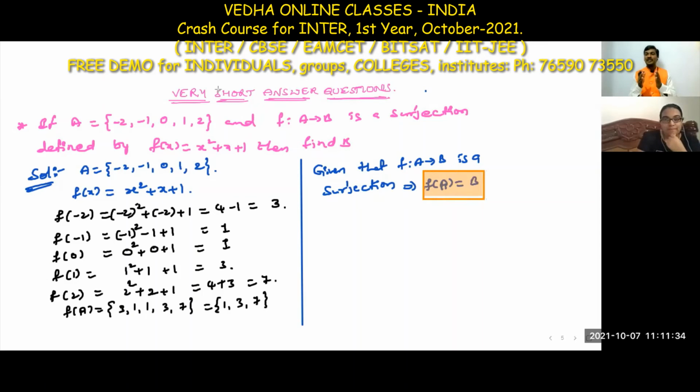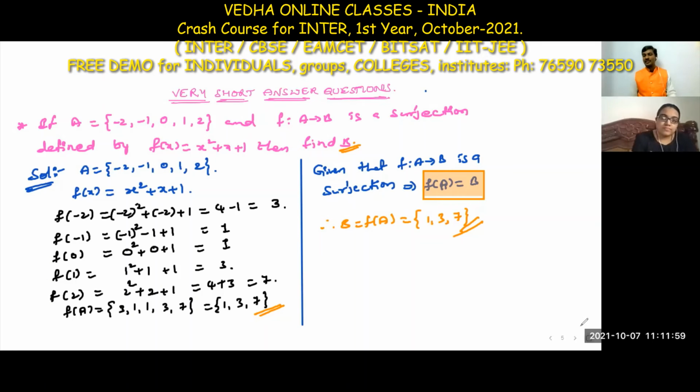By using f(A) equals B, we can find the value of B. He is asking the value of B only. So therefore B is nothing but f(A) only. What is f(A)? Just now we got it. So the final answer is 1, 3 and 7.